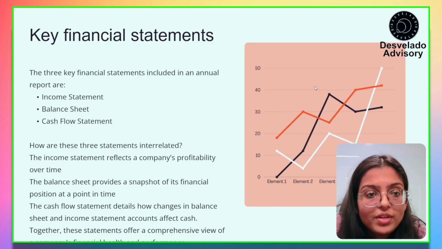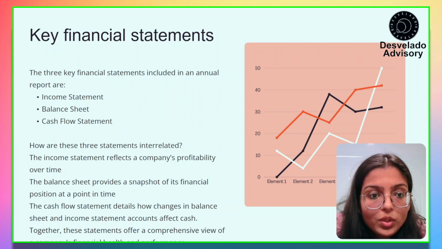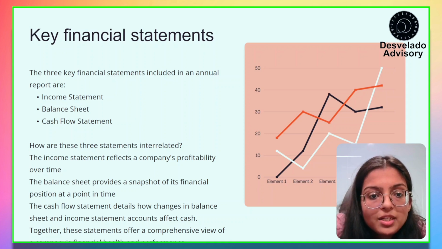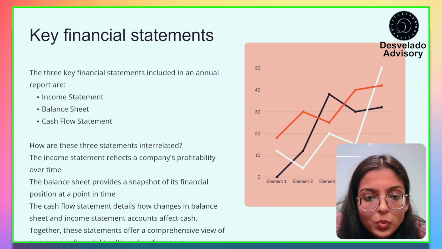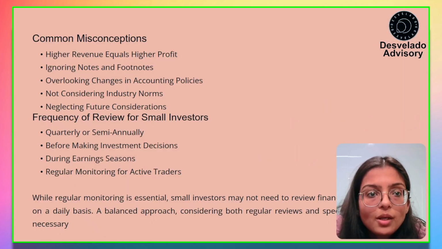Next slide is about the key financial statements. The three key financial statements included in an annual report are the income statement, balance sheet, and cash flow statement. So how are these statements interrelated? Basically, the income statement reflects a company's profitability over time. The balance sheet provides a snapshot of its financial position at a point in time, and the cash flow statement details how changes in balance sheet and income statement accounts affect cash. Together, these statements offer a comprehensive view of the financial model of a company.